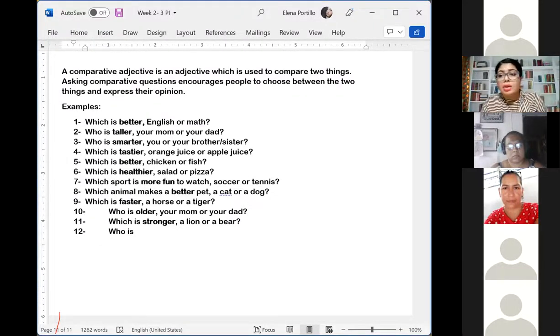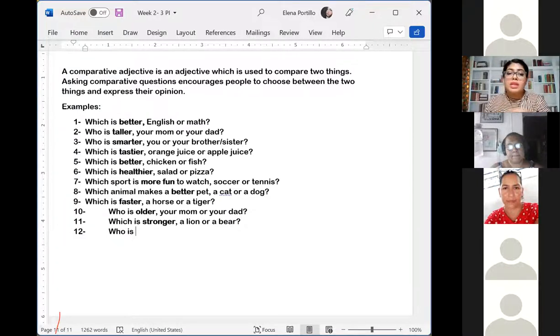Por eso decíamos que en la comparación es cuando ya tenemos dos cosas. Por ejemplo, digamos, tenemos a pineapple and an apple. And we are going to say some toys, for example. I have a car and I have a ball. And I can say, play with the car is funnier than with the ball. Jugar con el carro es más divertido que con la pelota.